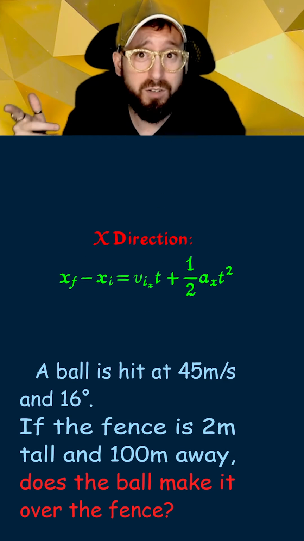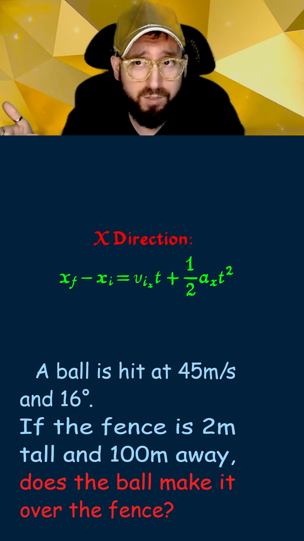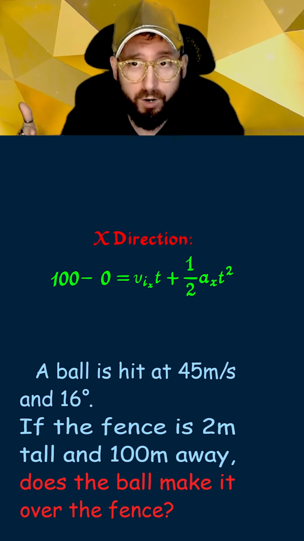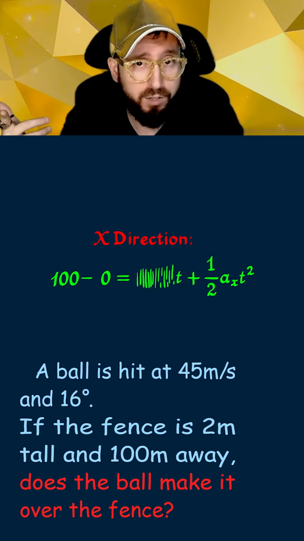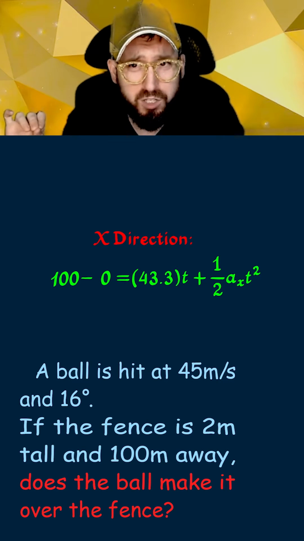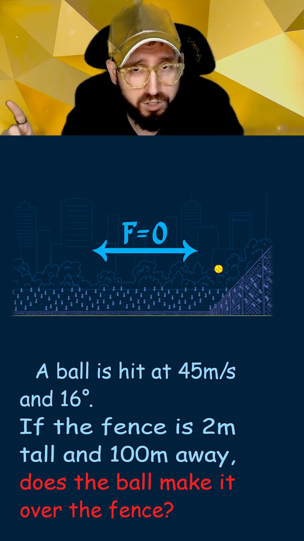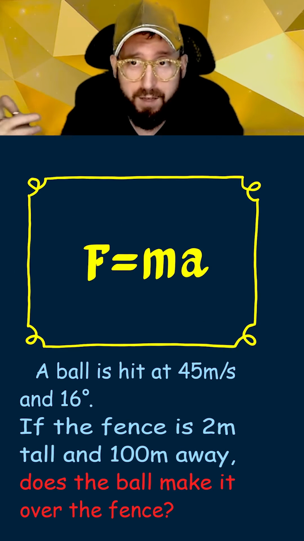Starting in the x direction, we're looking for when the ball has made it to the fence, so x final is going to be 100. We're then going to call our initial position equal to 0 and plug in our value for the initial velocity. Looking at the acceleration in the x direction, this is also going to be 0 because there are no forces acting on the ball in the x direction, and by F equals ma, if the net force is 0, so is the acceleration.